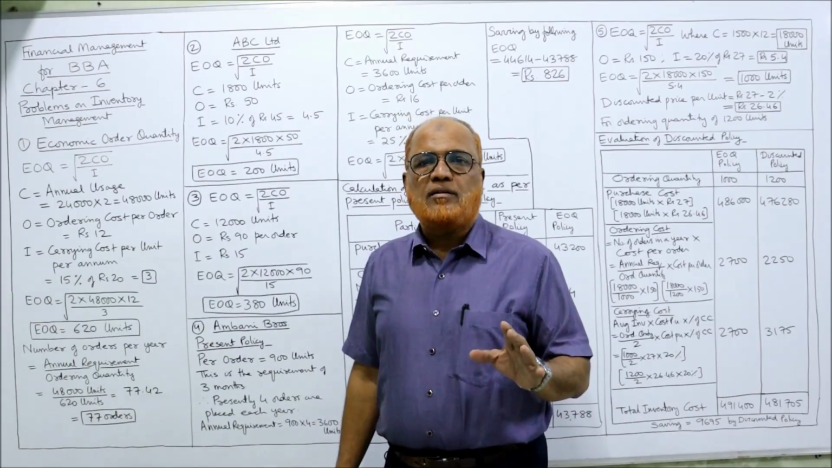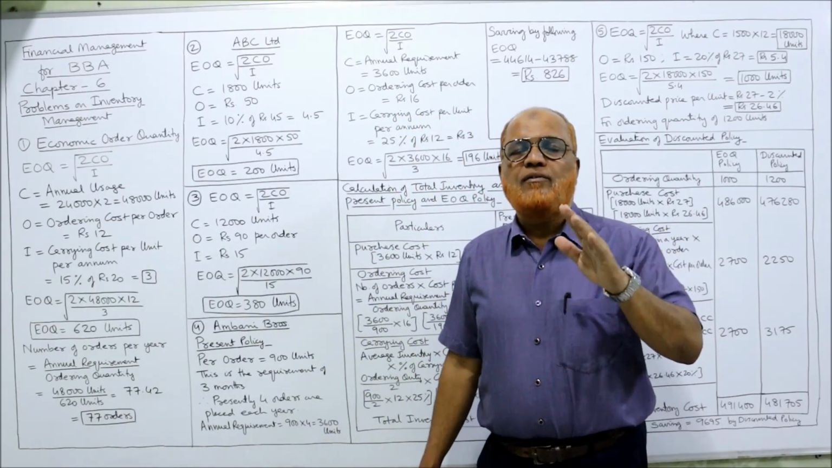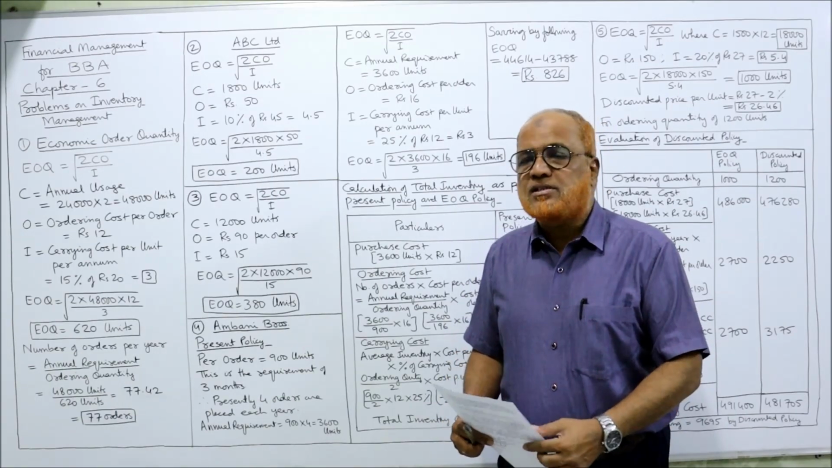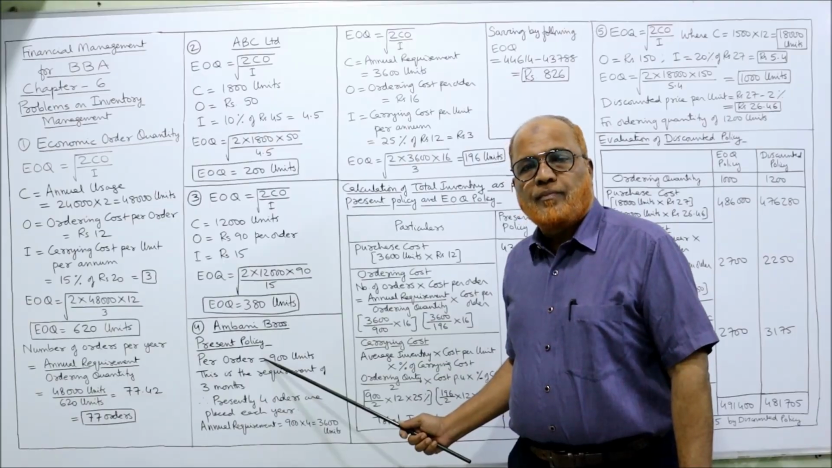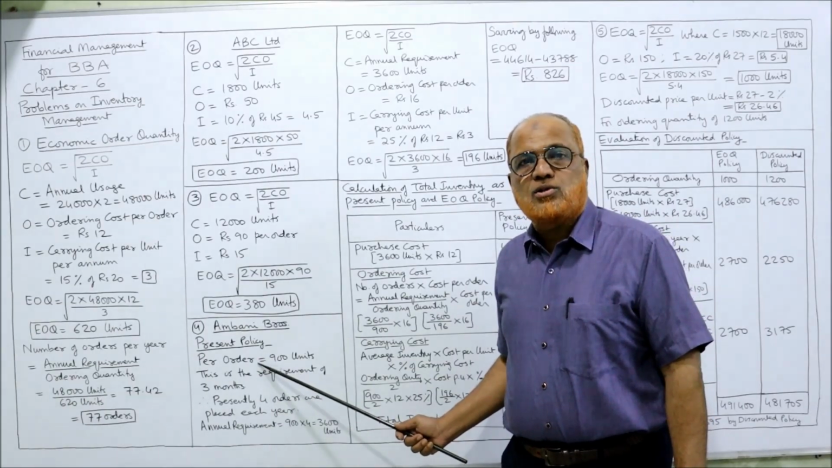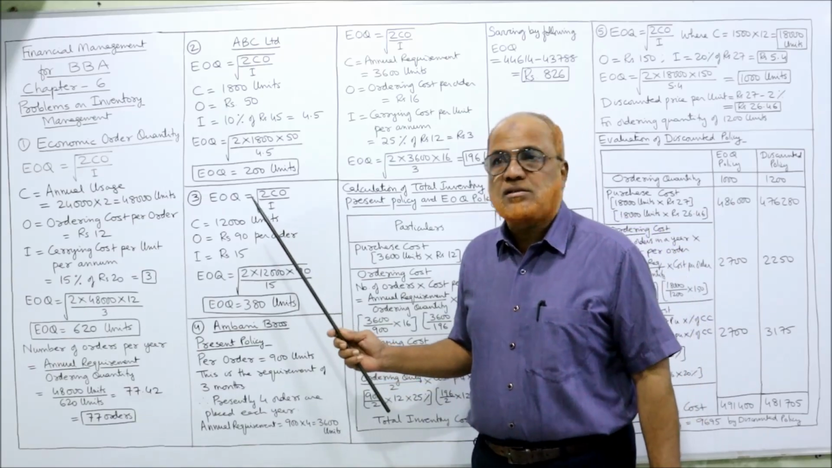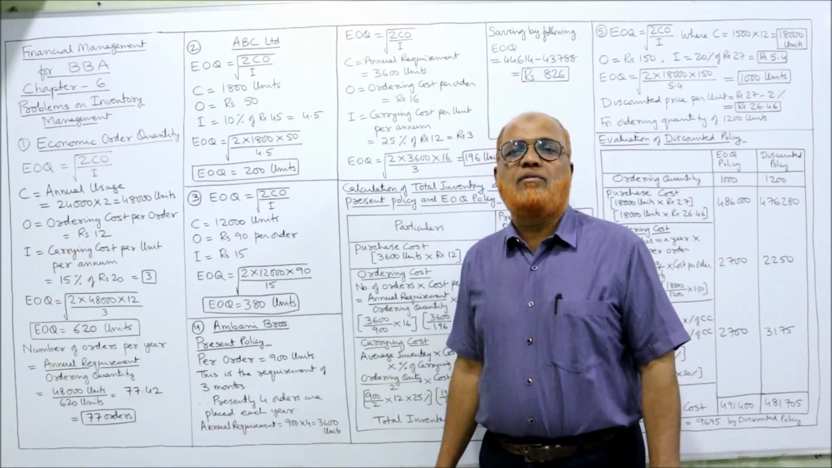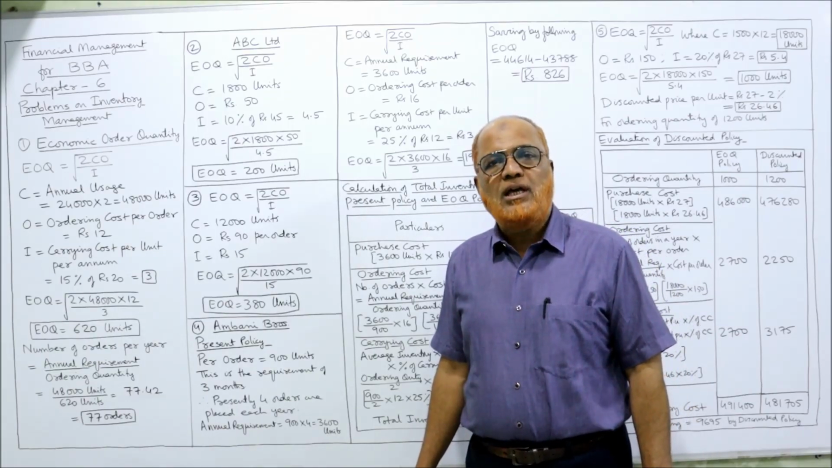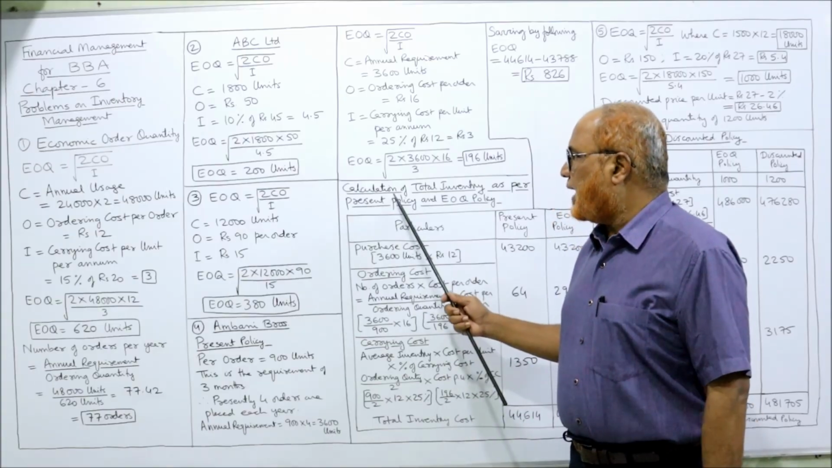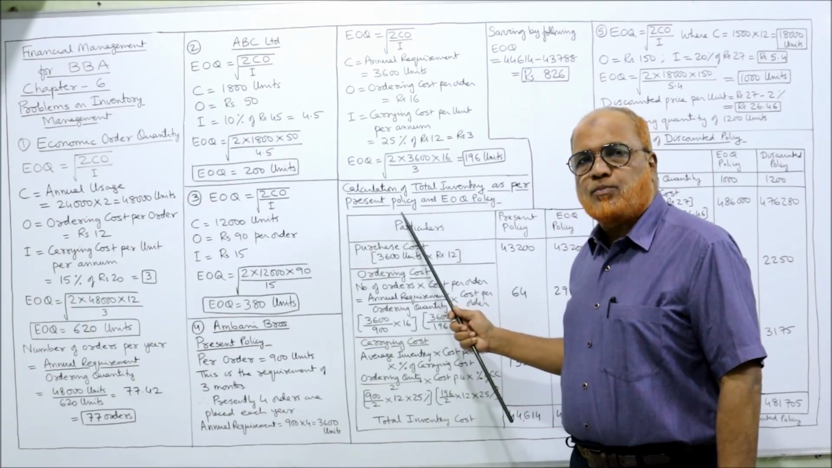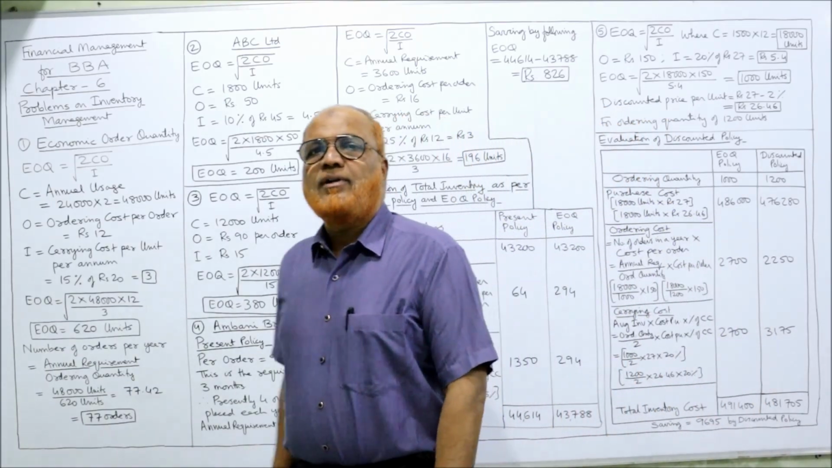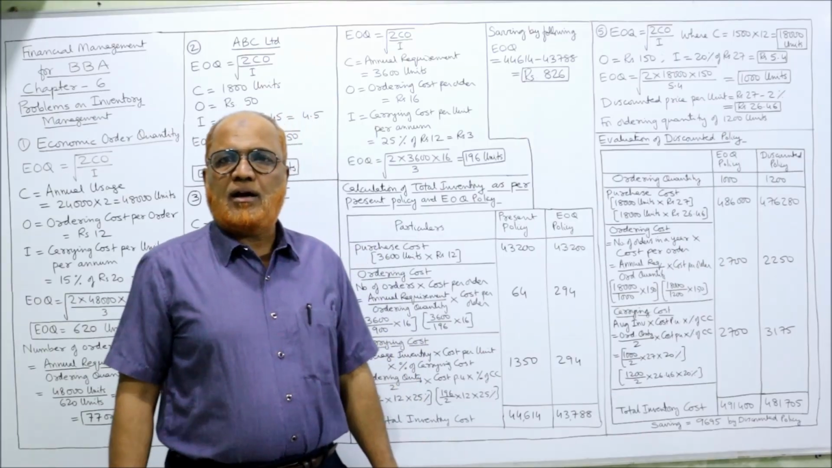So EOQ says when we place the order, we should place for 196 units only. Whereas presently the policy is 900 units. The company is following the policy of 900 units in one order. But EOQ says 196 units. Now we have to find out how much the company will save by following EOQ policy. So we calculate total inventory cost as per the present policy and as per the EOQ policy. Comparatively we will find out the total inventory cost.